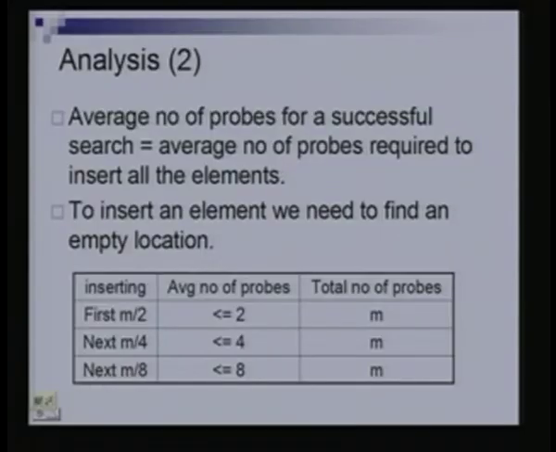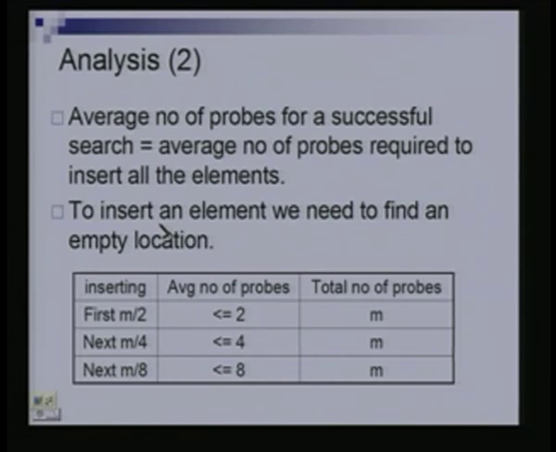If you recall from the last class, the average number of probes required for a successful search is the average number of probes required to insert those elements, because when we were inserting those elements we were doing essentially the same thing. So, it is the same as the average number of probes required to insert all these elements, and this is the quantity I am going to compute. What is the average number of probes required to insert all the elements that I have in the table? So, let us see.